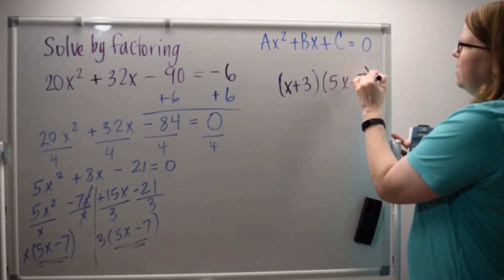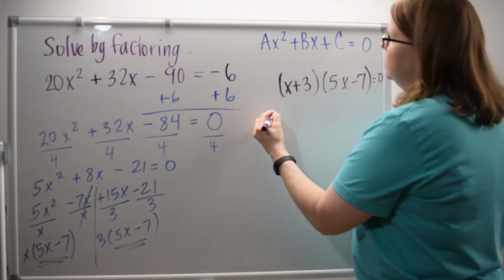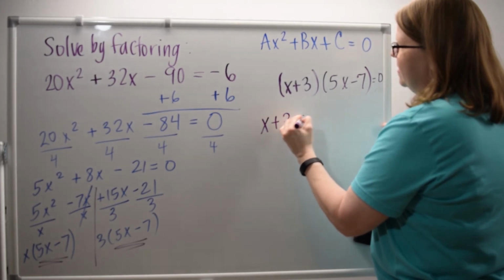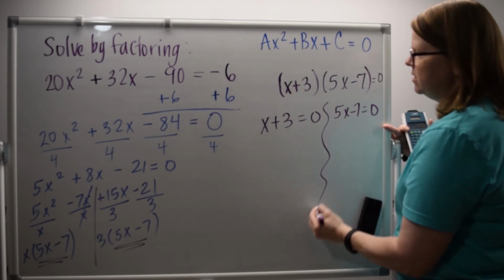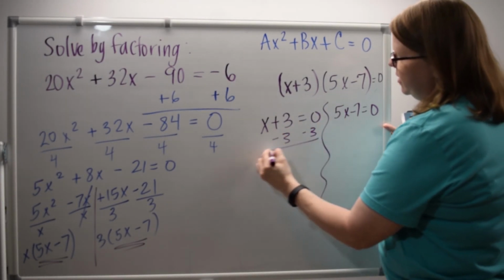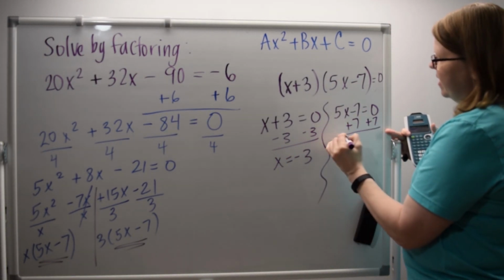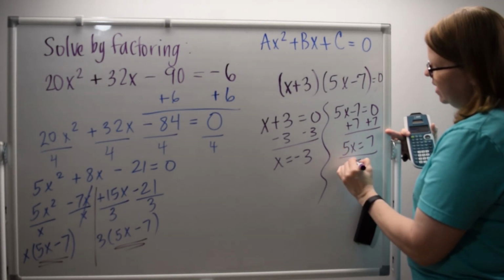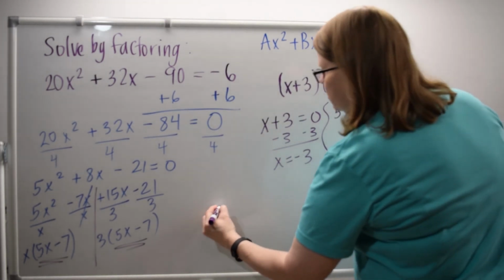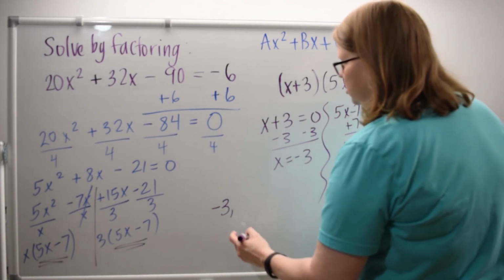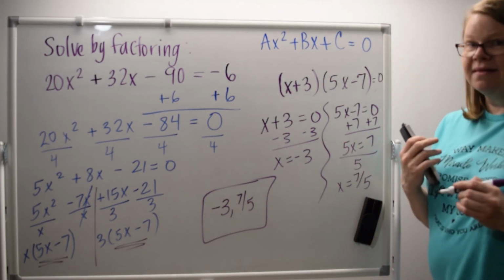But because it says solve and we had it equal to 0, then we just have to do this one extra step. It's not bad. x plus 3 and 5x minus 7. And you're just going to set them equal to 0 and solve. So if it's x plus 3, then x is a negative 3. And if it's 5x minus 7, we're going to add 7 and divide by 5. And just leave it as a fraction. So my answer for all of this is that my 2 solutions are negative 3 and 7 over 5. And that's solving by factoring.